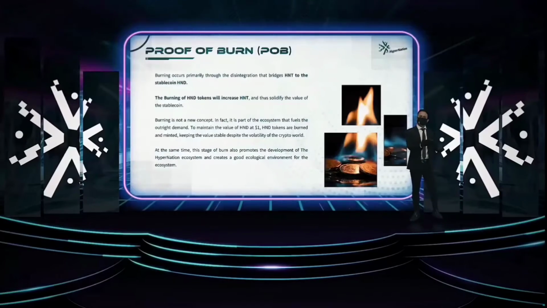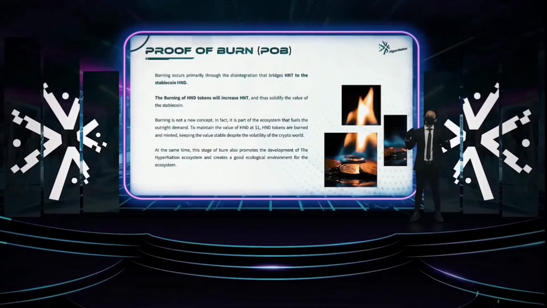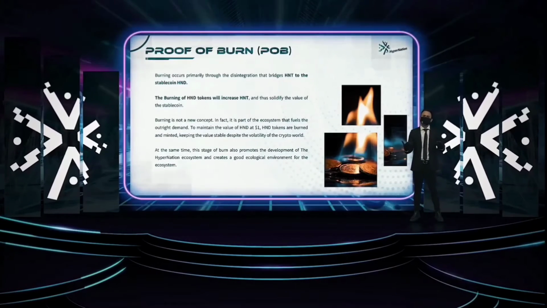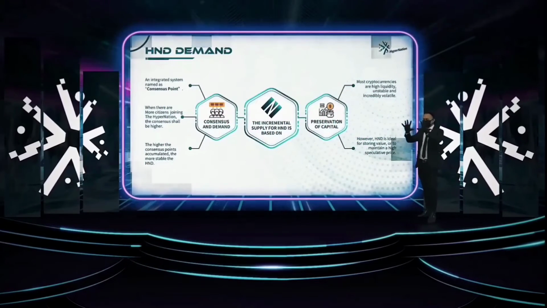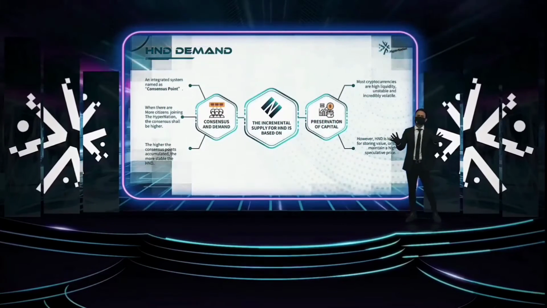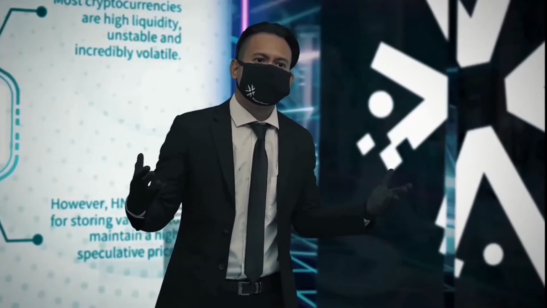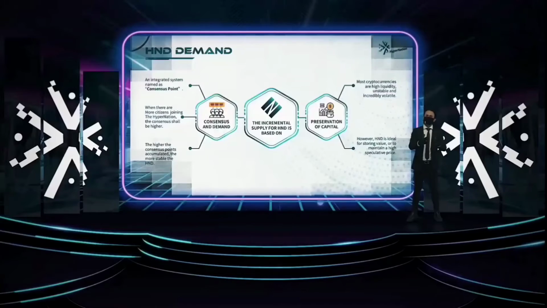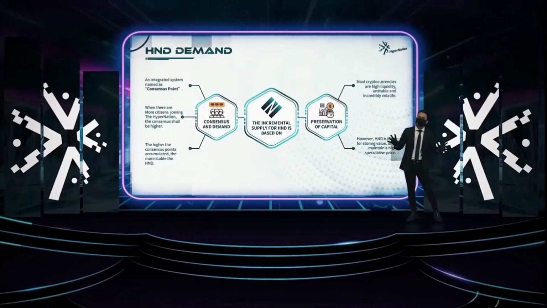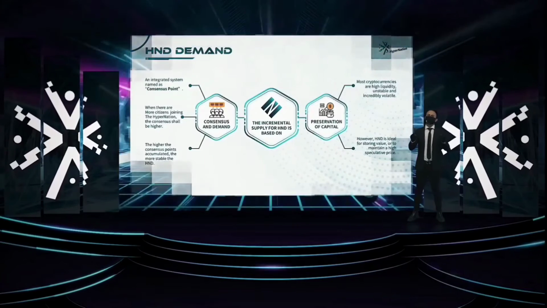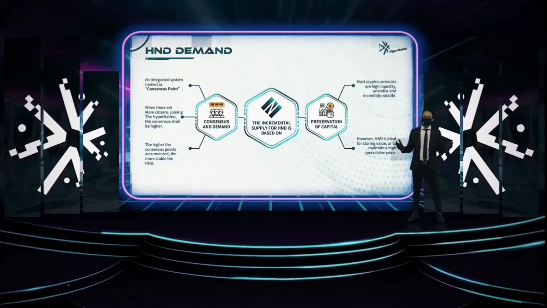In simple words, the burning of HND tokens will increase HNT and thus solidify the value of the stablecoin. HND demand will correspond within an integrated system called consensus point. Of course, the higher the consensus, the more stable HND is. The stability of HND will also override the utility of unstable and volatile tokens, as it is ideal for store of value and the maintenance of high speculative price.